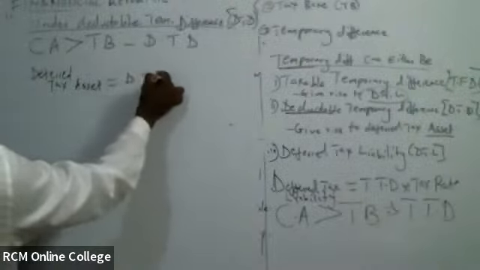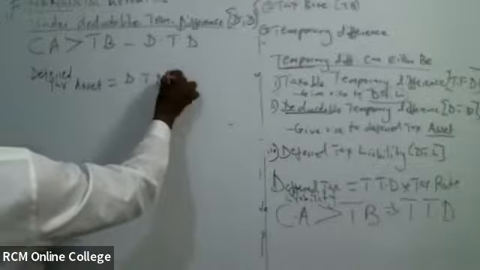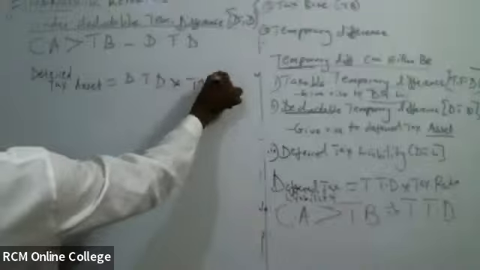Deferred tax asset to be DTD. Write that DTD, you know we mean deductible, DTD times tax rate. Write that times tax rate like that.